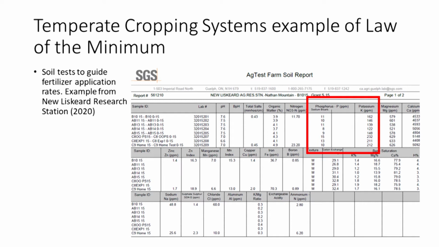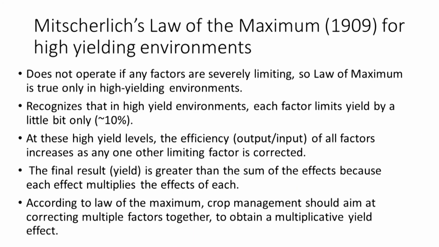I would only be applying phosphorus fertilizer to this corn crop because there are no other limiting factors. The other nutrients are not limiting. So the law of the maximum, coined by a German scientist by the name of Mitscherlich in 1909, applies in high-yielding environments. It does not apply in areas where there's one or two factors that are severely limiting to crop yields.